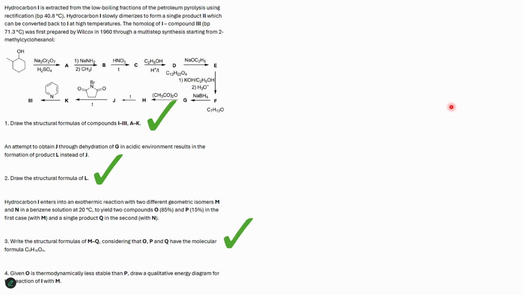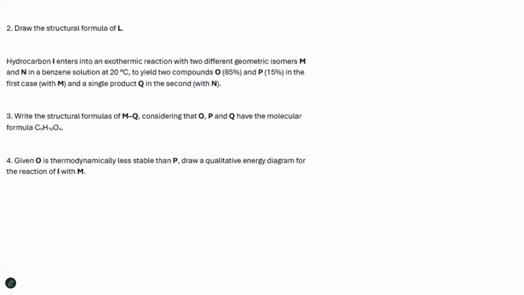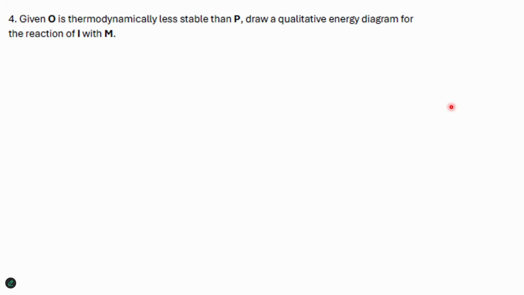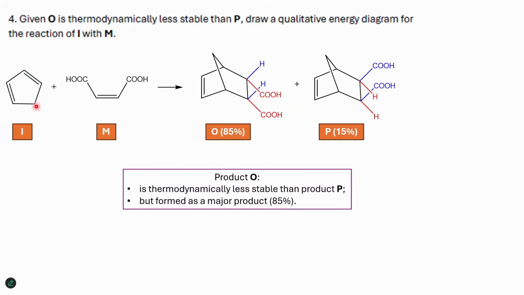And we are done with question number 3, and lastly, they ask us to draw a qualitative energy diagram for the reaction of hydrocarbon 1 with M, given the fact that it is thermodynamically less stable than P. So we already know this, right? So we have hydrocarbon 1 reacting with M, which is cis isomer, and there are two possibilities, compound O and compound P. In O we have both endo, and in P we have both exo.